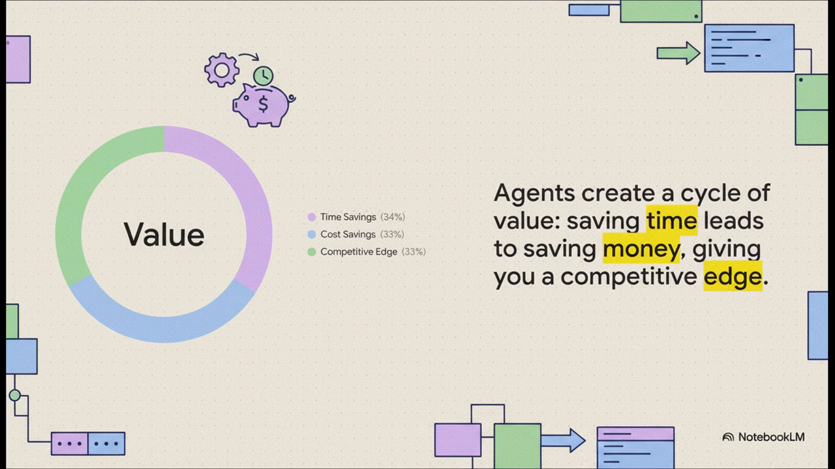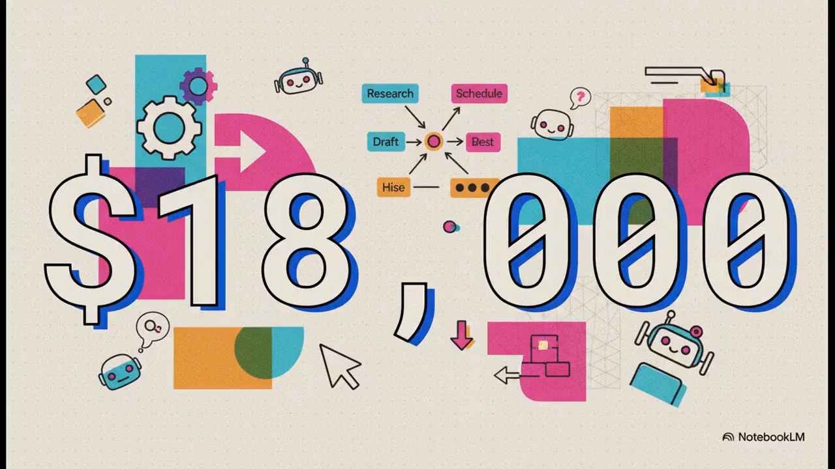When you automate all that repetitive work, you save a ton of time. That time you save directly becomes cost savings. And when you have more time and lower costs, you get a massive competitive edge. Still seems a little abstract? Let's talk real numbers. Let's say you build a few agents that save you just 1 hour of work per day. If your time is worth, say, $50 an hour, that's over $18,000 in value that you've reclaimed over a year. And let's be honest, most of us can find way more than just 1 hour of tasks to automate.